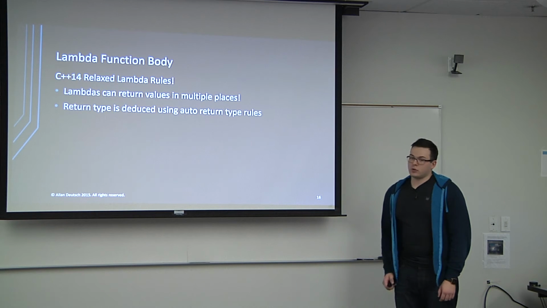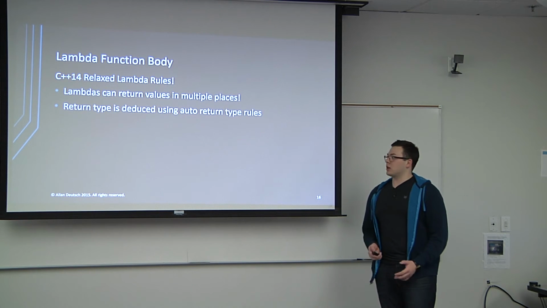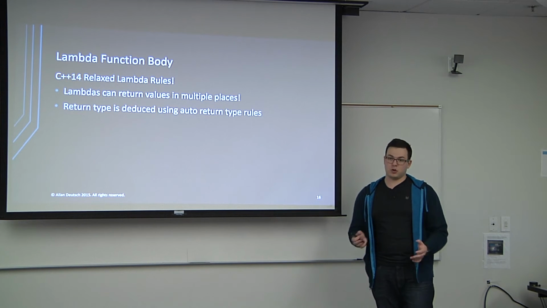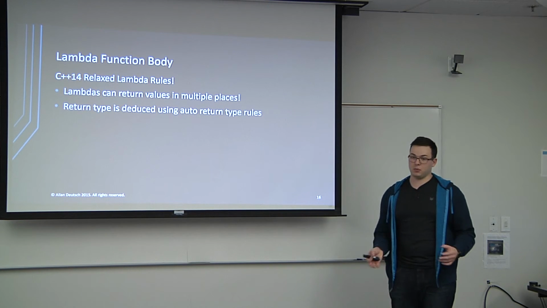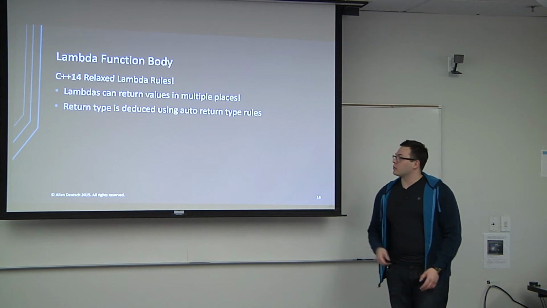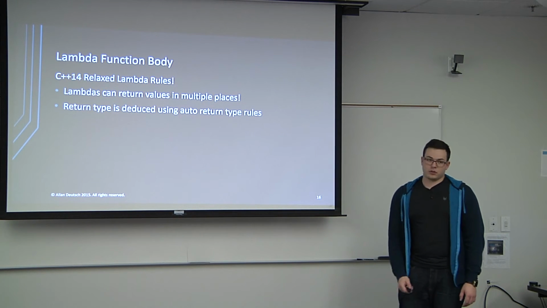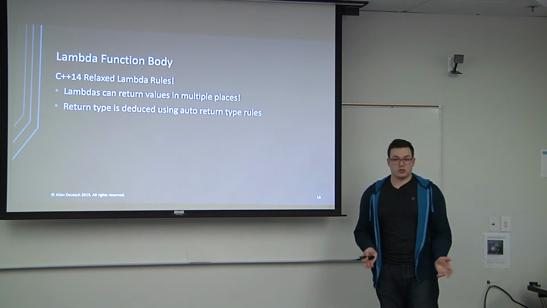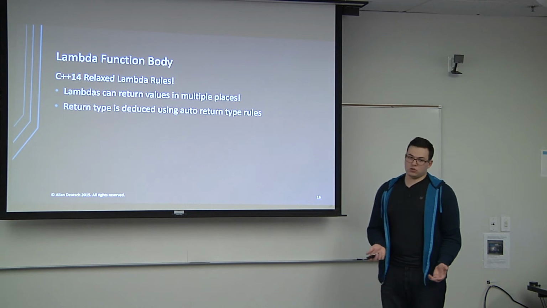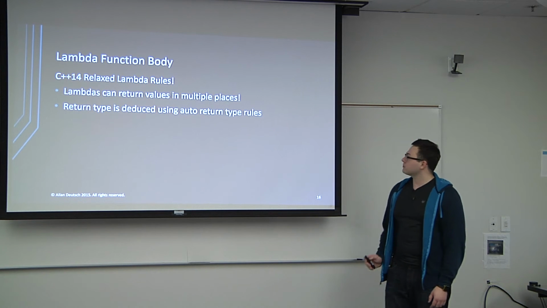Then in C++14, the rules for this return type deduction got relaxed a bit. You can have multiple return statements as long as they're both returning the same type or things that can be implicitly converted to the same type and the compiler is able to figure it out. And the return type is just deduced using auto return type rules. So the same as if you had a function that was returning auto in C++14. It's pretty straightforward. It'll usually do what you expect.